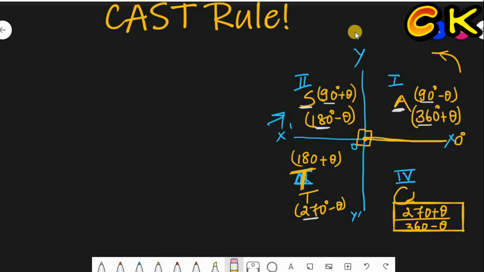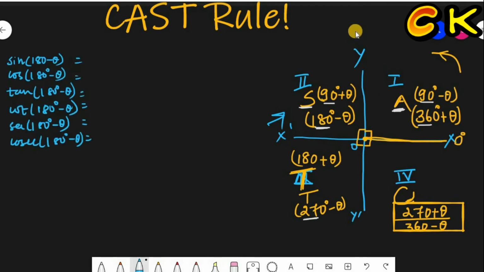Now let's go to the other formulae. So 180 degree means it is an even multiple of 90 degree, 90 into 2. So there is no change. That is, sine will be sine only, cos will be cos only, tan will be tan only, cot will be cot only, sec will be sec only, cosec will be cosec only. Now let's see in which quadrant 180 degree minus theta lies. Definitely it lies in the second quadrant. So for the second quadrant, sine and cosec are only positive. So the remaining four will be negative, like we have seen earlier also.